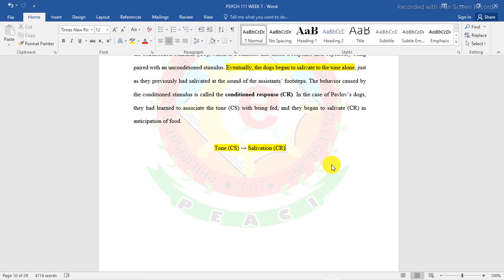How about yung dog mo? Tone, meat powder, i-process mo, tone, meat powder, yung unconditioned response niya is tatayo siya. Tone pa rin, tone, meat powder, tatayo siya. Darating yung araw na tone lang, tunog lang ng bell, tatayo na yung aso.